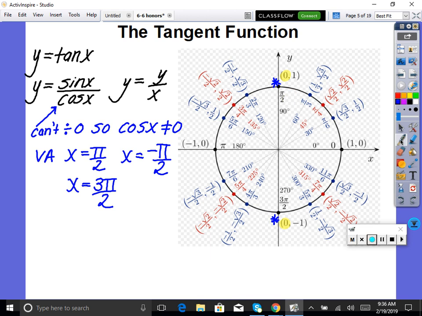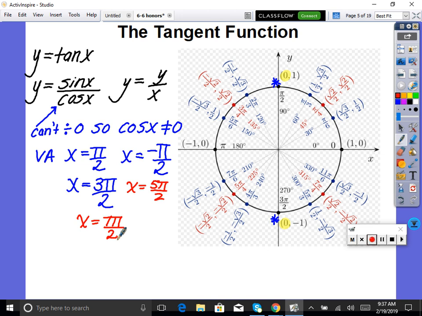Okay. So anytime we hit the top and bottom here, anytime we hit in those places, there's going to be vertical asymptotes. So like, for example, pi halves, negative pi halves, 3 pi halves, what would be another one? If we were going around the unit circle, we just were at 3 pi halves. 5 pi halves. How about 7 pi halves, and so on and so on. Everybody good with that? That's where our vertical asymptotes will be.